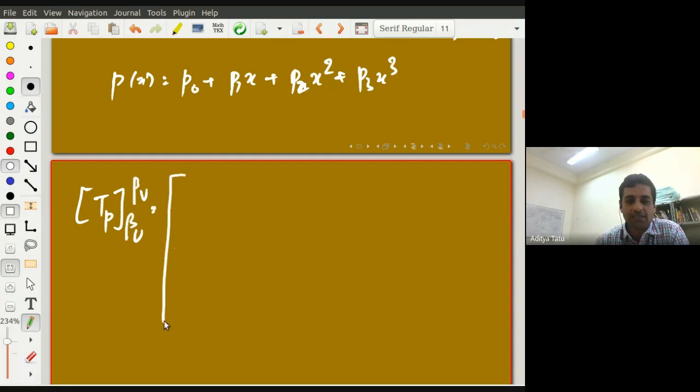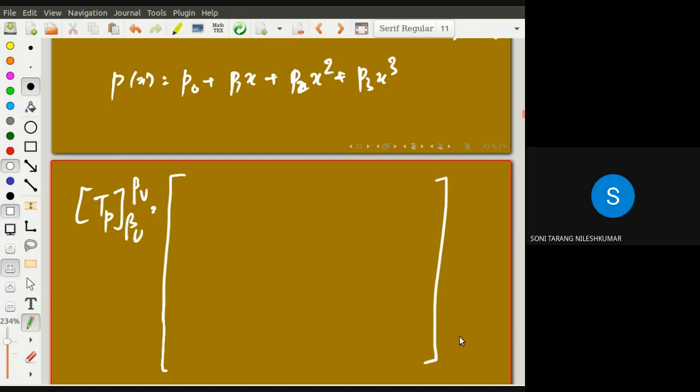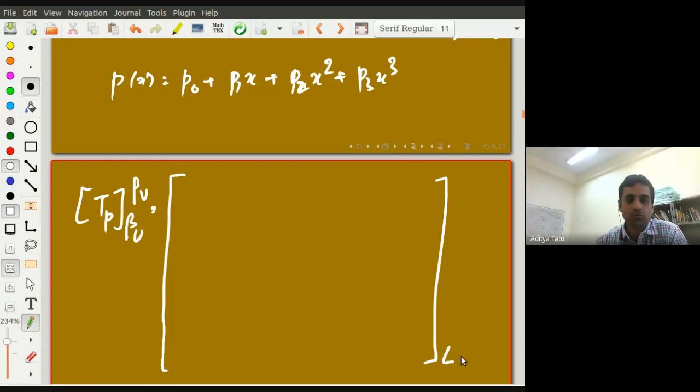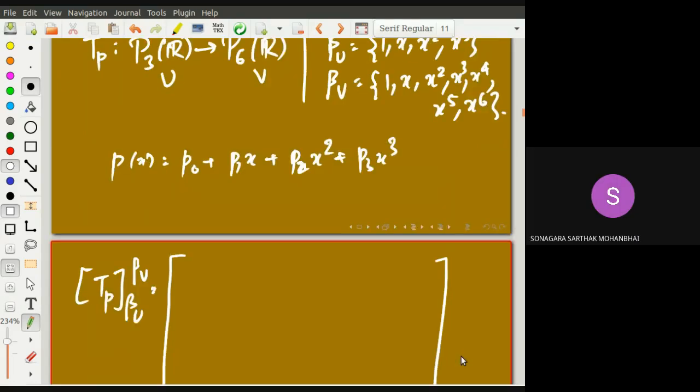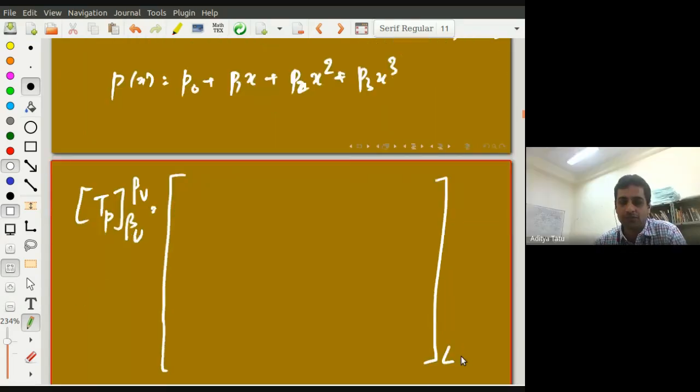And what would be the size of this matrix, anyone? Sir, 4 cross 4. No. 7 cross 4. 7 cross 4. Good.